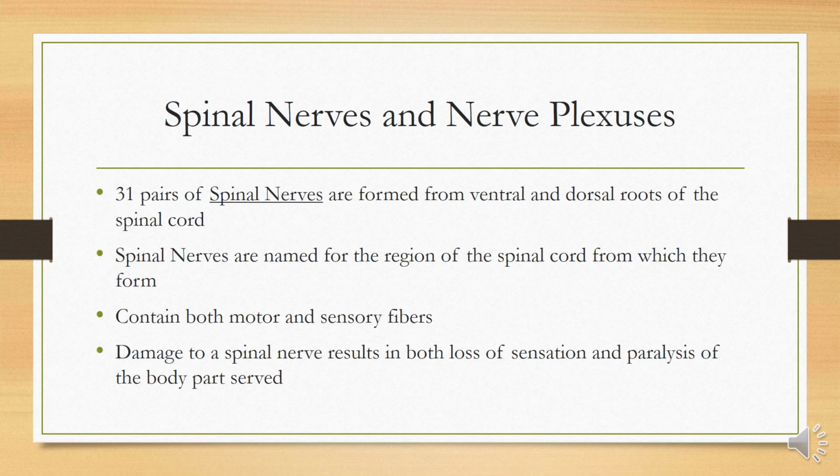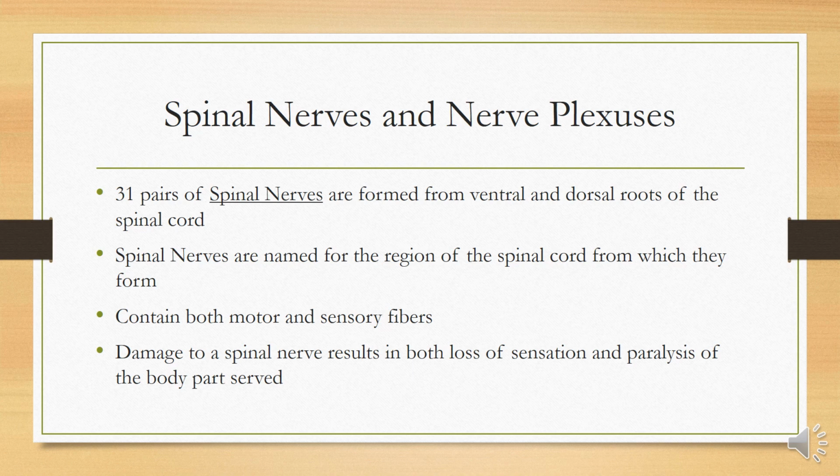Spinal nerves and nerve plexuses. So we've talked about cranial nerves. Now let's talk about spinal nerves. These are large nerves that are formed from ventral and dorsal roots of the spinal cord. They're named for the region of the spinal cord from which they form. The cranial nerves are named for function. Olfactory was smell, oculomotor was movement of the eyes. These are named for where they are. There's 31 of them, so they're a lot more complicated than just our 12. So I'm not gonna make you know all of them individually.